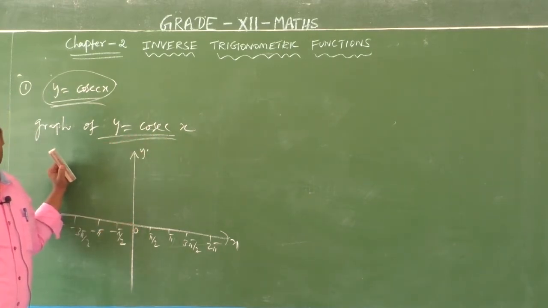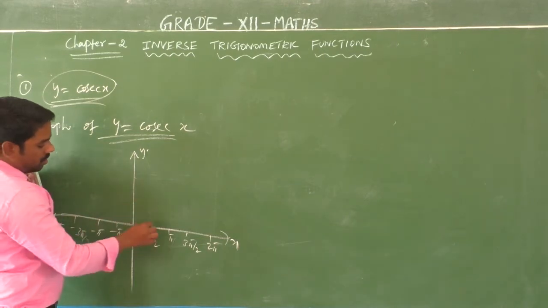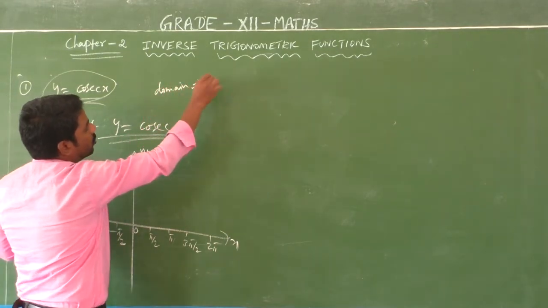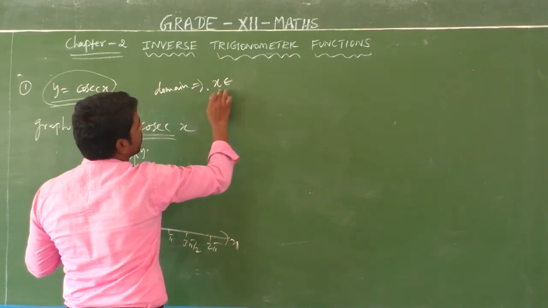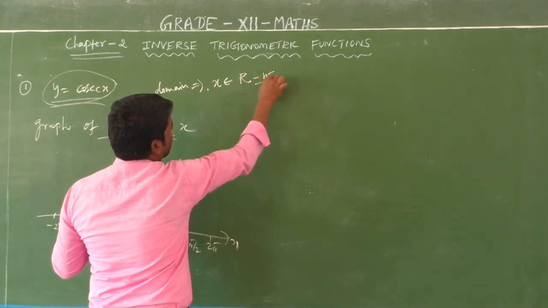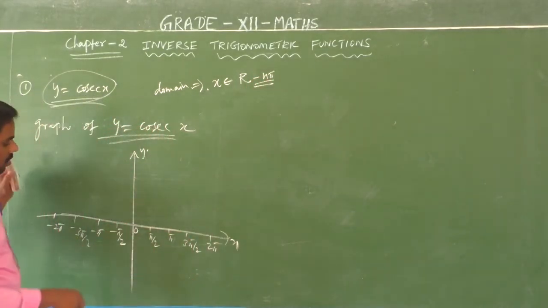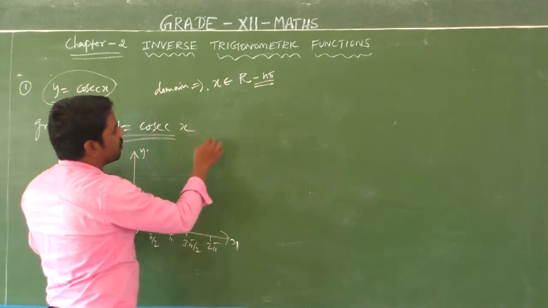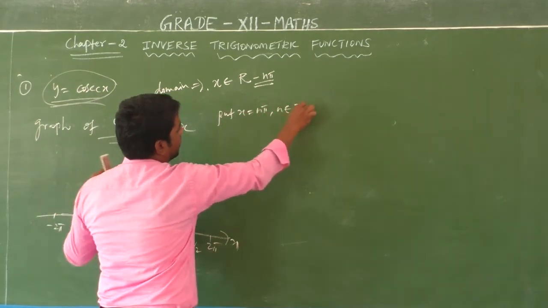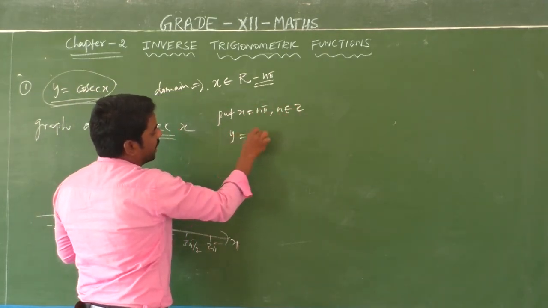So the cosecant of 0 is infinite. You know the sine 0 value is 0, so the cosecant value is 1 by 0, the reciprocal of sine 0, which is infinite. Listen, the domain value is x belongs to the set of all real numbers except n pi. So put x equal to n pi, n belongs to Z, then y is infinite, y is not defined.